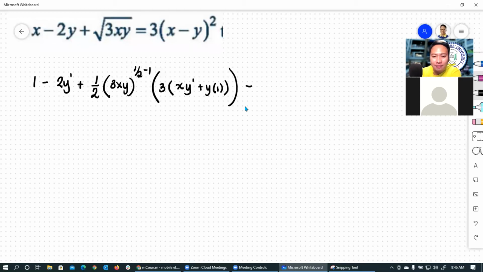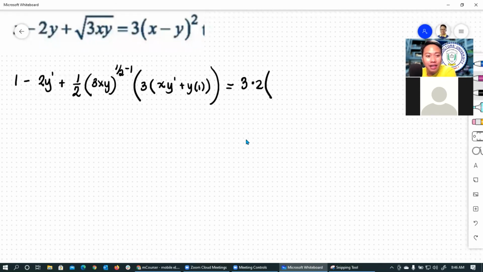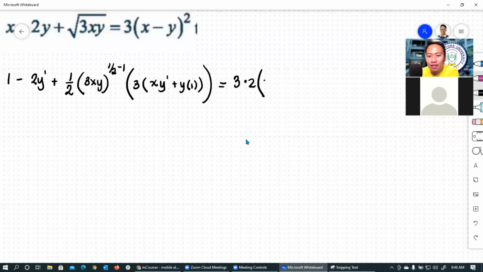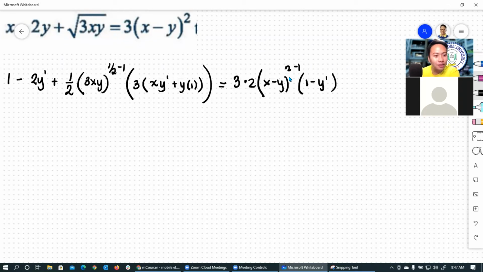Equals, you bring down 2, so that's 3 times 2. You copy the terms inside the parentheses, which is x minus y, and then you do 2 minus 1 times again. So this is another chain rule. The derivative inside the parentheses, so that's going to be 1 minus y prime. No? So let's try to simplify things out. We have 1 minus 2y prime plus 1 over 2 square root of 3xy.